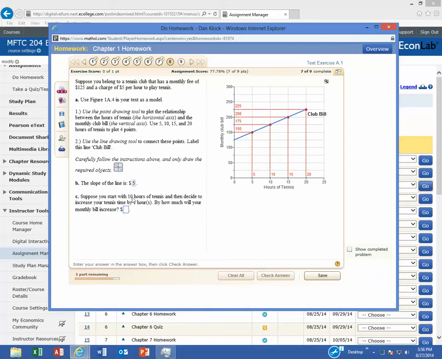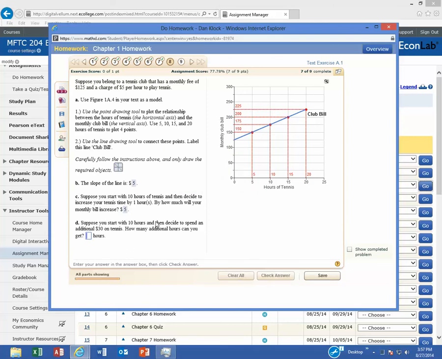Suppose you start with 10 hours of tennis and then decide to increase your time by 1 hour. How much will it increase your monthly bill? So I start with 10 hours. I'm just adding 1 hour. 1 hour is $5. It's just got to add $5 to it. Oh, I'm so smart. Oh, there's more questions.